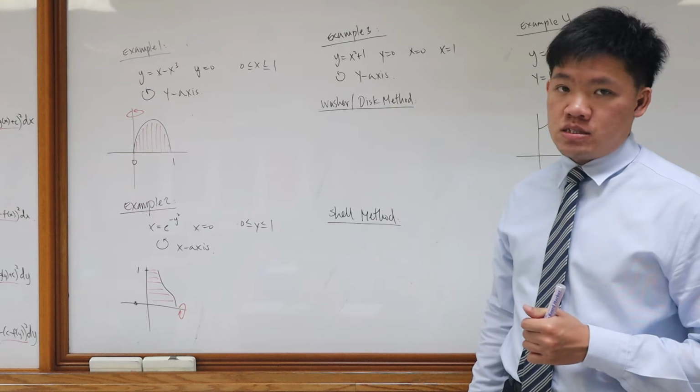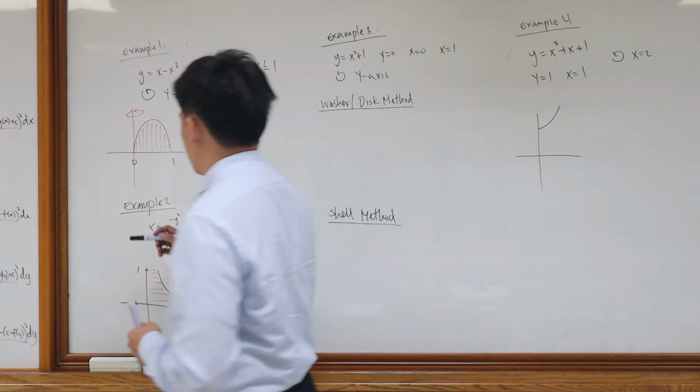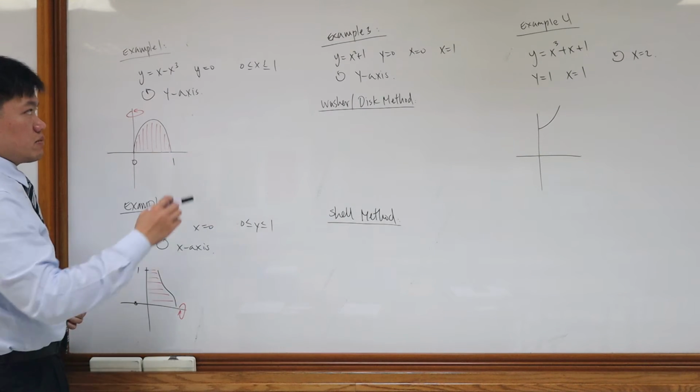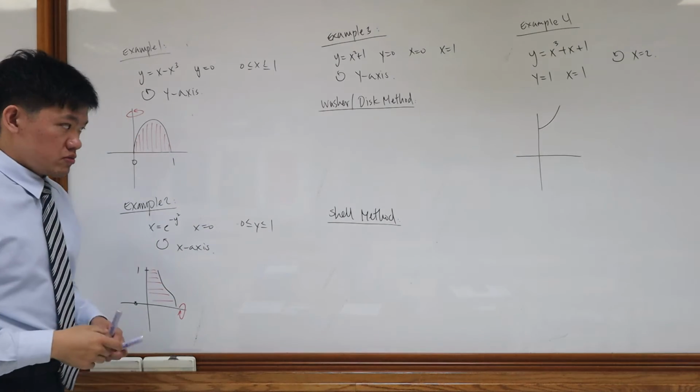and y equals 0, and x is between 0 and 1. I'm rotating around the y-axis. So that means I'm rotating around the y-axis, looks like this, and I'm told that x is between 0 and 1. So it means my cross-section is going to be vertical in this situation.